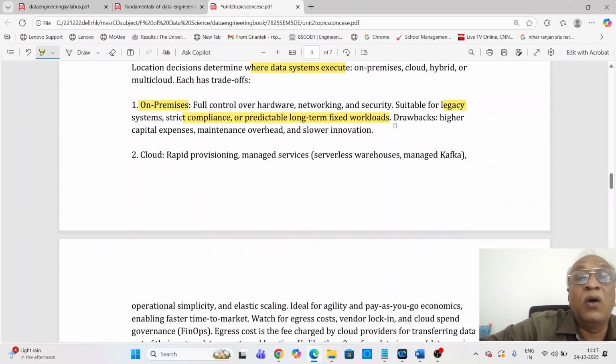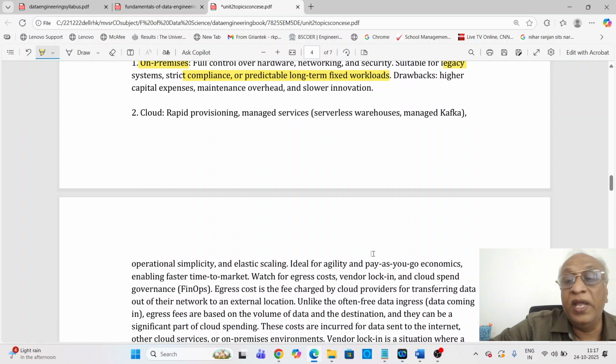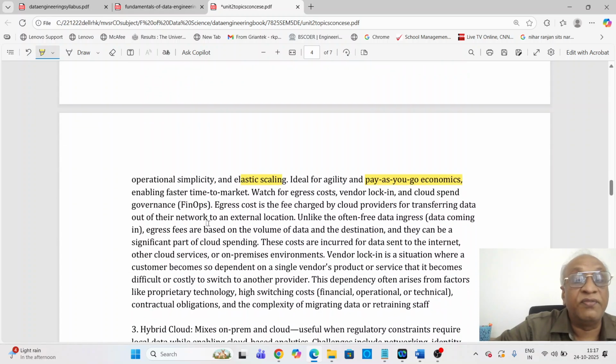Now the location can be cloud, right? And we know the benefits of cloud because you have a pay as you use model, operational simplicity is there, elastic scaling is there, it will be making faster time to market. But we need to watch for egress cost, and we need to watch for vendor lock-ins, and we need to watch for cloud spend governance. What is egress cost basically? Egress cost is the fee charged by the cloud provider for transferring data out of their network to an external location.